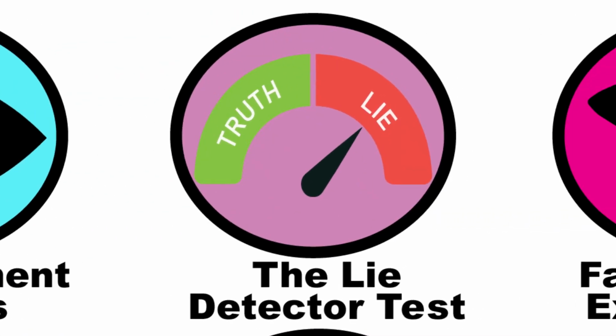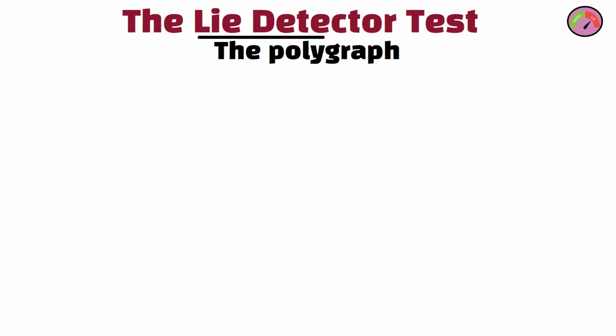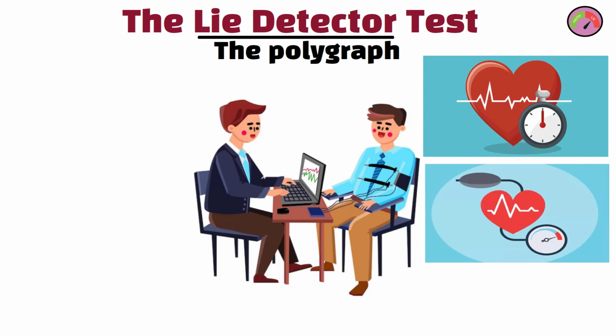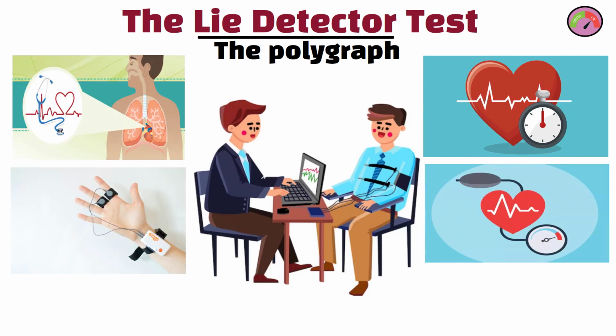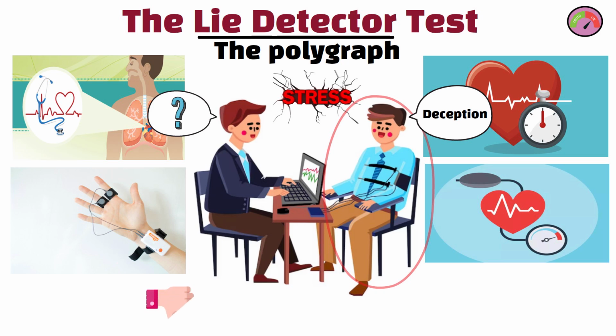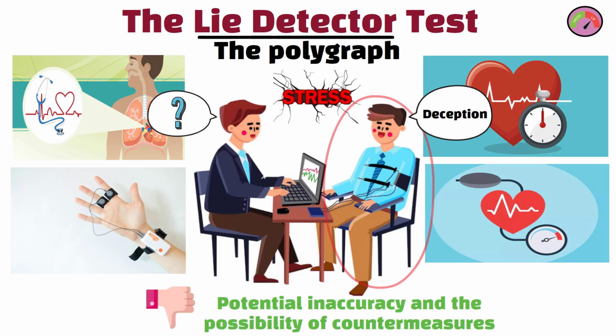The lie detector test. The polygraph, commonly known as a lie detector, measures physiological responses like heart rate, blood pressure, breathing rate, and skin conductivity. The theory is that lying causes stress, which triggers these physical changes. During the test, the subject answers a series of questions while connected to sensors. Changes in their physiological responses may indicate deception. However, polygraphs are controversial due to their potential inaccuracy and the possibility of countermeasures.